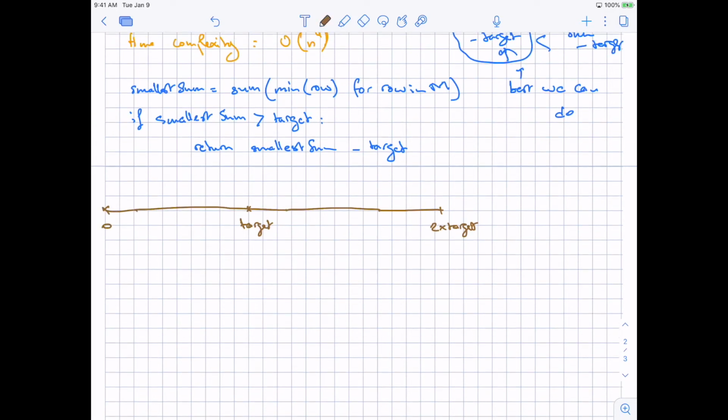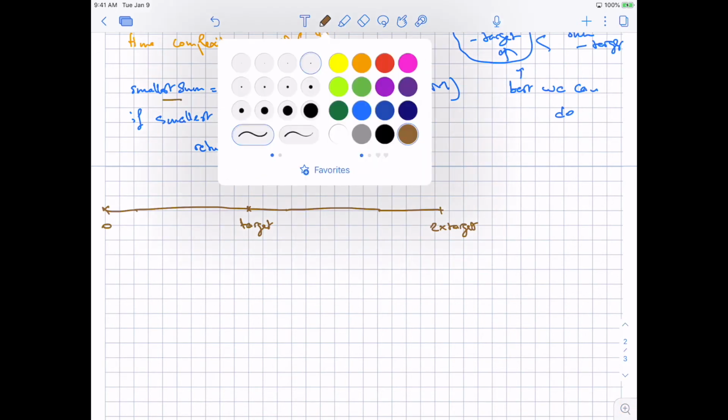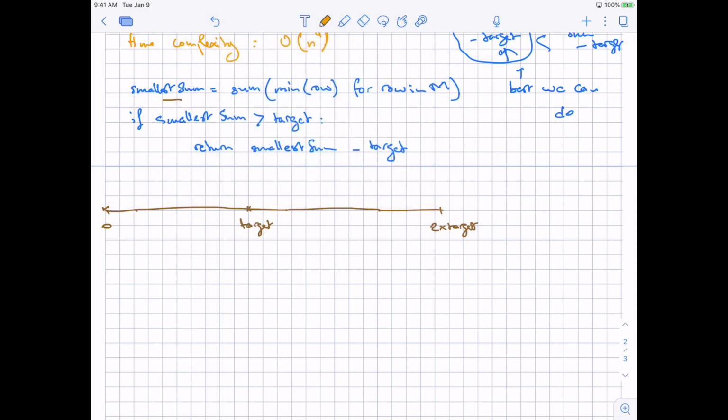And we have 2 cases for the smallest sum. The smallest sum is either somewhere in this region here, if it's smaller than target, or if it's bigger than target, it's somewhere here. For smallest sum bigger than target, we already handled that, we already returned it, so we don't need to think about it right now. We need to think about only the case where it's smaller than target. So this is the remaining case that we need to think of.